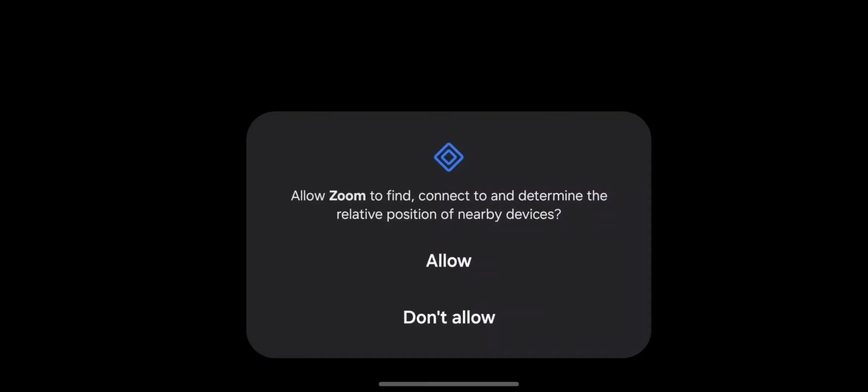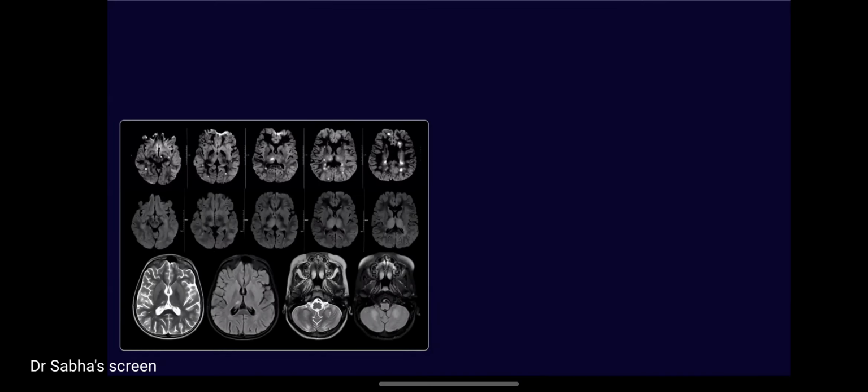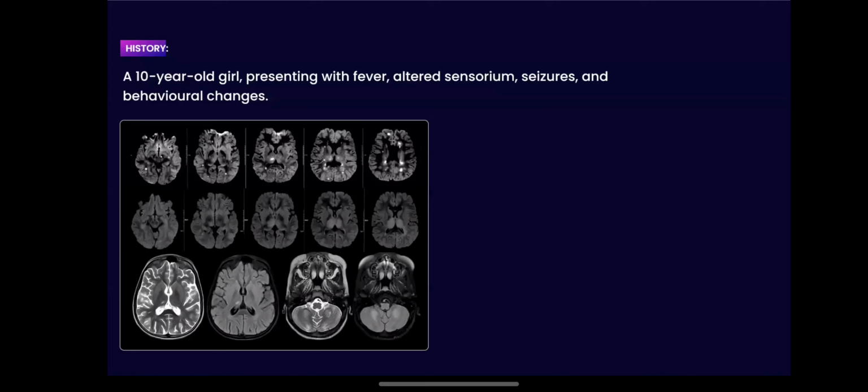When it comes to this presentation, we are going to be seeing a lot of cases that I've seen in my relatively finite experience, and let's try to figure out how we can call these organisms in otherwise dubious clinical settings. So here we have a case. This is a 10-year-old girl presenting with fever, altered sensorium, seizures, and behavioral changes. So, as I said, look at the history. So, we know she's encephalopathic.